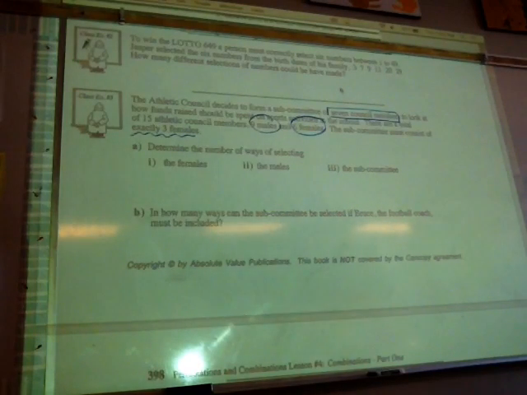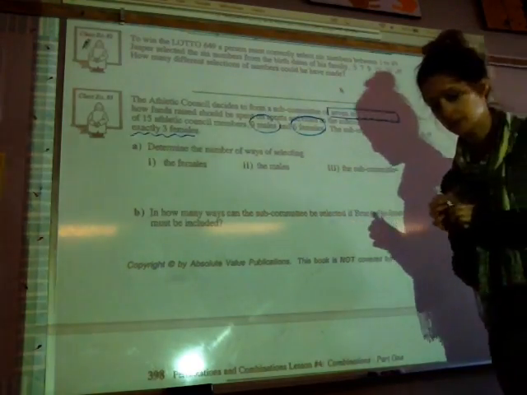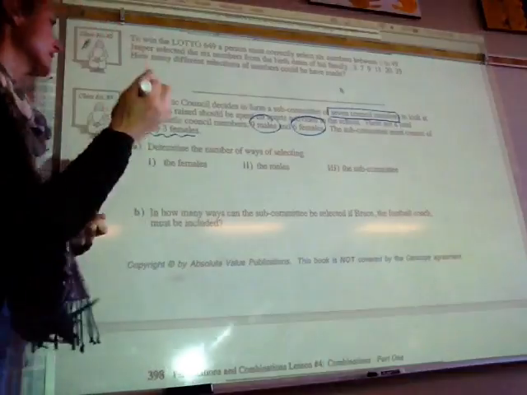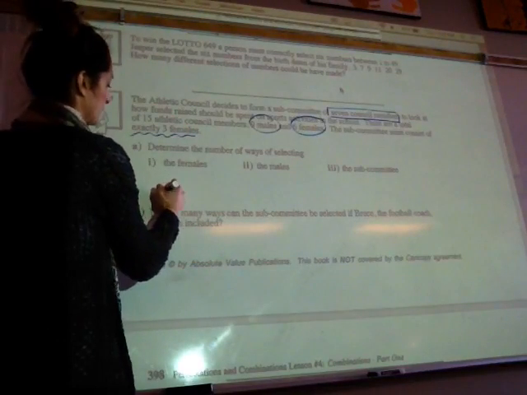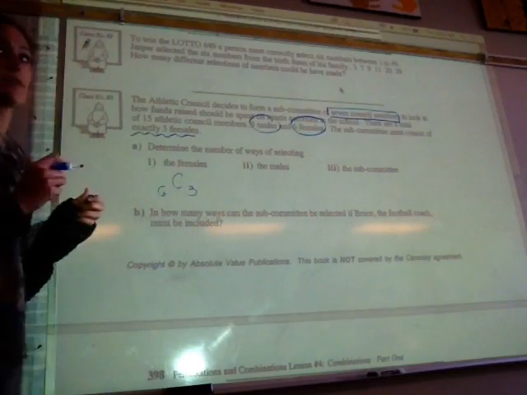First question, we have to determine the number of ways of selecting the females. How many females did we start with? 6. Okay, so we have 6 females. We are going to choose 3 of them. Exactly 3 of them.